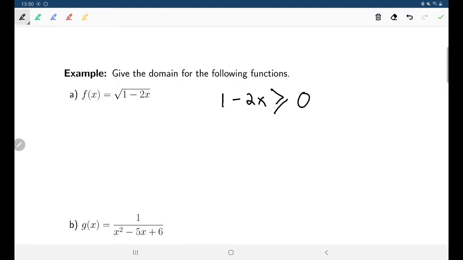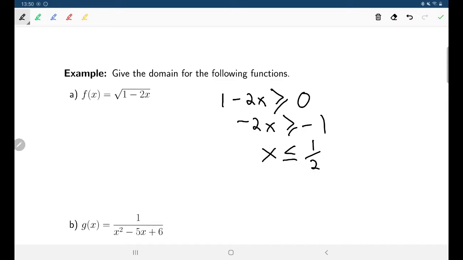And now we just need to find out what values of x satisfy that. This is basically like the stuff from last chapter, those inequalities. We just need to solve an inequality. So I'm going to bring the 1 to the other side. I'm going to divide both sides by -2. And remember, with inequalities, if we're dividing or multiplying by a negative, that will change the direction of our inequality.